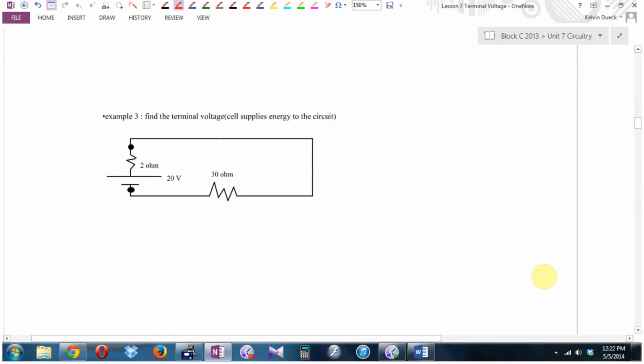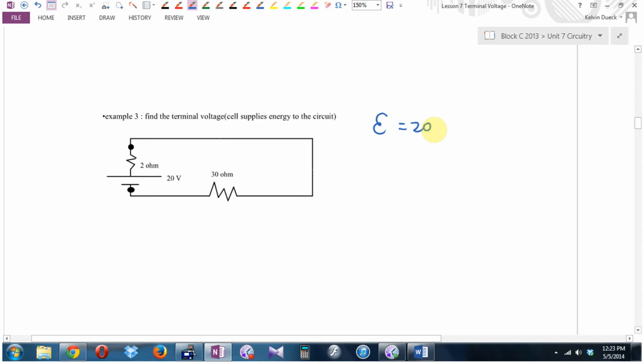Example 3 says, find the terminal voltage. The cell supplies energy to the circuit. So, the EMF is 20. Do I know, like before, the total current? Because that's what I want to find first. Have they told me total current anywhere? No. Have they told me anywhere with 2 pieces of information? No.